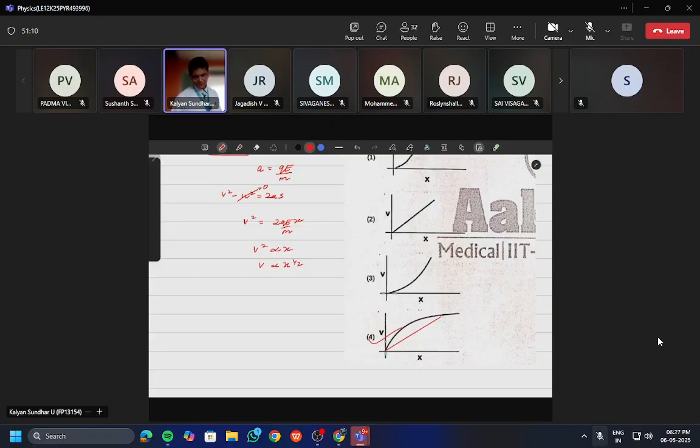If x is equal to y, it is a straight line. If the power is more than 1, it will be like this. If it is less than 1, it will be like this. So here it is less than 1. Right, sir.